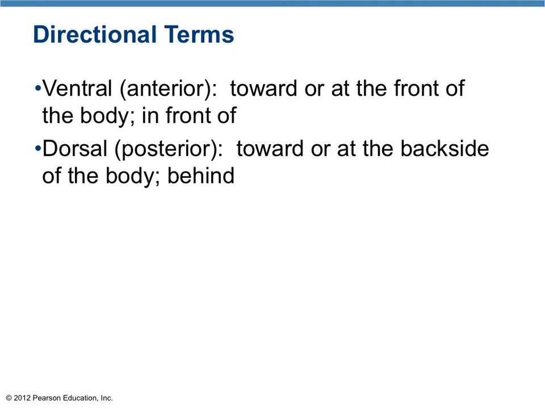The next two terms we're going to talk about are ventral and dorsal. The term ventral means towards or at the front of the body, or in front of. In humans, this is on the belly side. So think of where your abdomen is, that's the ventral side of your body. And then the dorsal side of the body is also referred to as posterior, and it's towards the back side of the body or behind. On your back, if you think of where a shark's dorsal fin is, that's the dorsal side of the body.